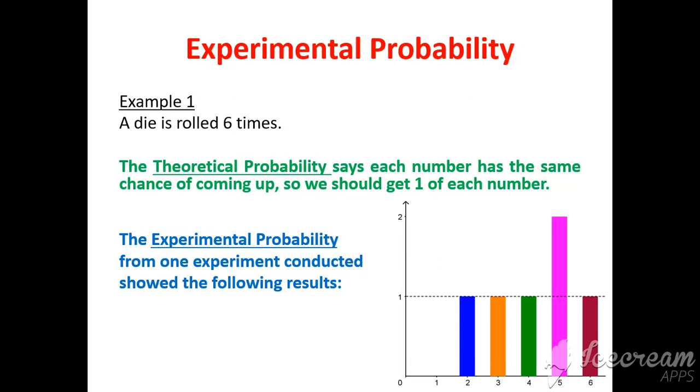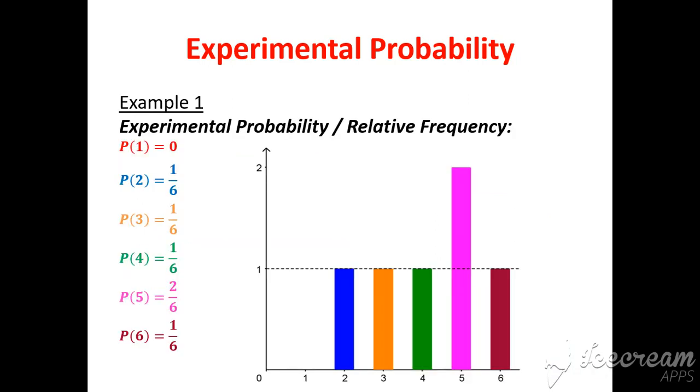And let's look at that in a little bit more detail. You can see the probability of getting 1 was 0 because we didn't get any ones. Probability of getting the number 2, we got 1 of them out of 6 rolls. Probability of getting 3, we got 1 out of 6. Probability of getting a 4 was 1 chance in 6. Probability of getting the number 5, we had 2 of them come up in the 6 rolls, and the probability of getting a 6 was 1 chance in 6. Now, the theoretical probability says we should have got one of each, but the experimental probability shows some different results.